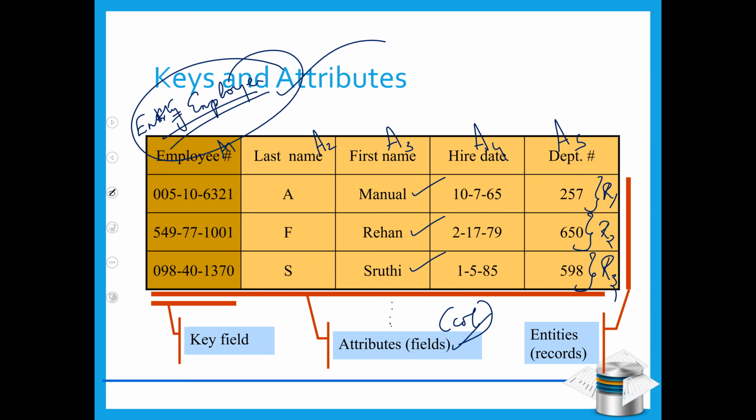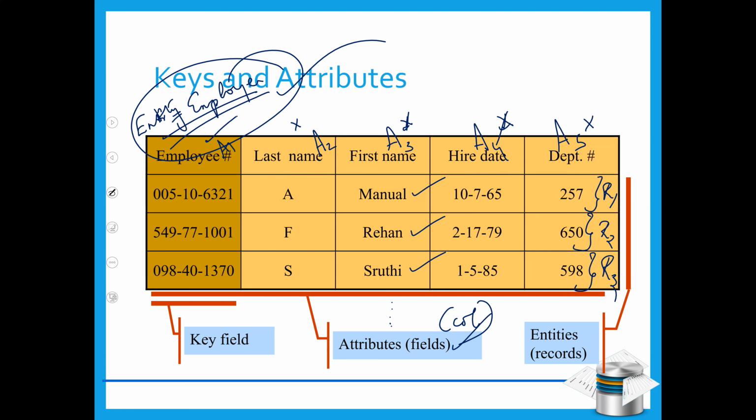There might be many Shrutis, many Sandras, many Matthews and all that. Anyway, I will not be able to identify with the first name. Hiring date, again, not possible because 2 of you would have joined on the same date. Department, again, not possible because many of you will be working in the same department. Last name, there'll be many people whose last name is Matthew. There'll be many people whose last name is Rajan and so on.